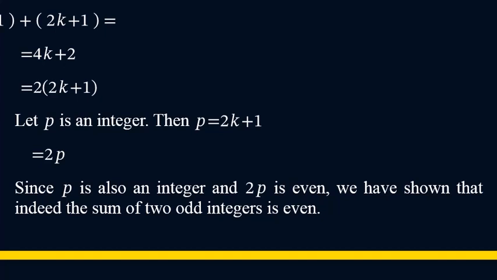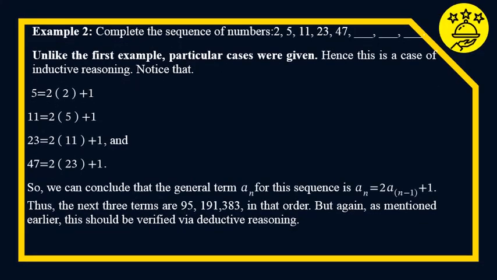Let p be the integer, then p is equal to 2k plus 1. So, we have 2p. Since p is also an integer and 2p is even, we have shown that indeed the sum of two odd integers is even. Example number 2. Complete the sequence of numbers 2, 5, 11, 23, 47. Unlike the first example, particular cases were given. This is a case for inductive reasoning.